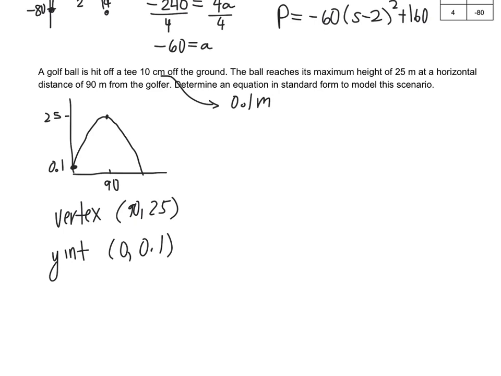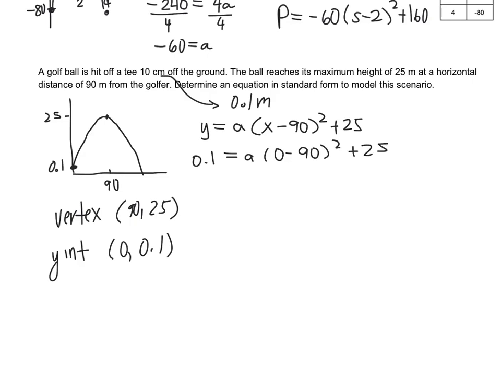So let's go ahead and put the vertex into vertex form. Here you don't have the option to do factored form because I don't know anything about my zeros. So y equals a(x minus 90) squared plus that optimal value of 25. Now we can go ahead and put 0.1 for y and 0 for x.